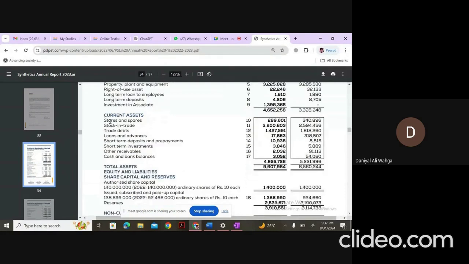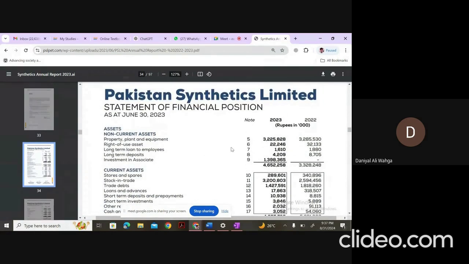Then there are current assets. These are stores and spares, stock in trade, trade debts, loans and advances, short-term deposits and prepayments, short-term investments, other receivables, and cash and bank balances. Another thing you should remember is that the statement of financial position is normally prepared on a comparative basis, for the previous year and the current year, so we will be able to compare the previous year balances with the current year balances.